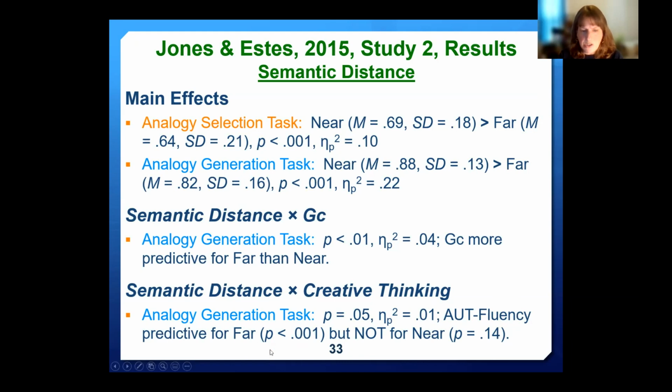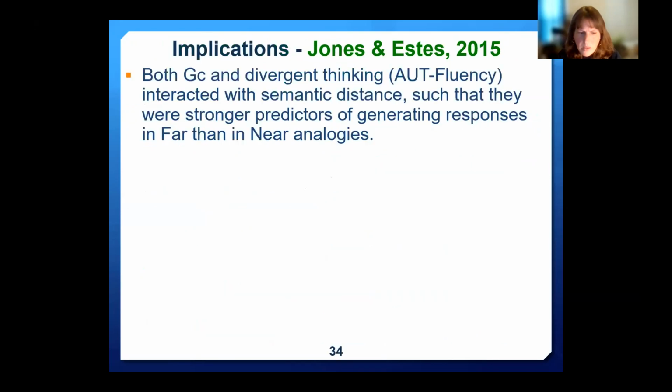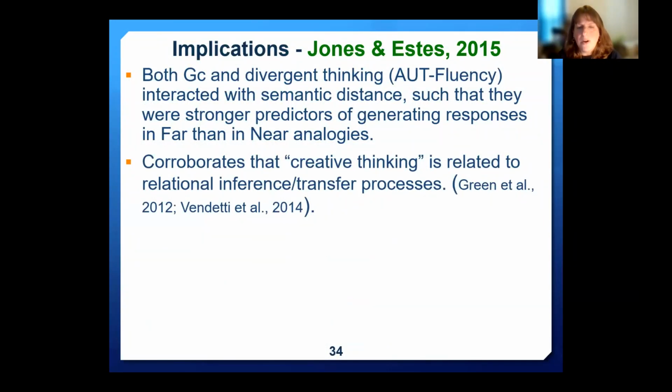With the analogy generation task, the far analogies, you're also retrieving some more distant, perhaps semantically remote terms that would still have that analogical relation. So both crystallized intelligence and divergent thinking, AUT fluency, interacted with semantic distance such that they were stronger predictors of generating responses in far than in near analogies. And this corroborates that creative thinking is related to relational inference and transfer processes.